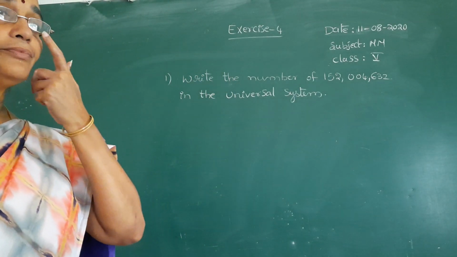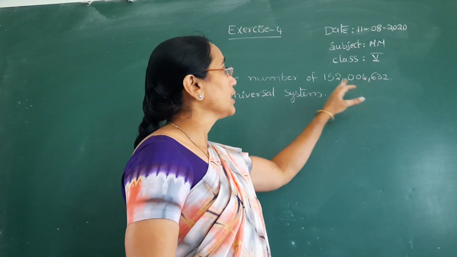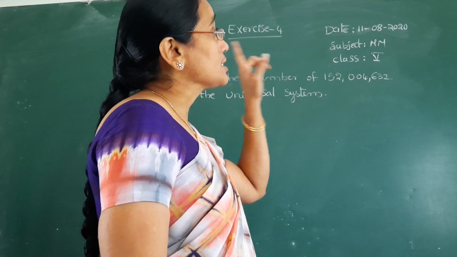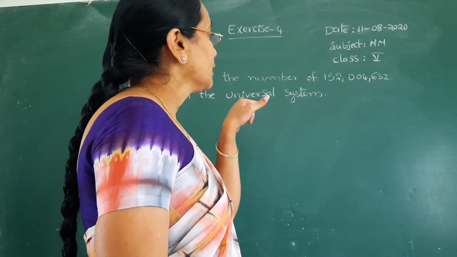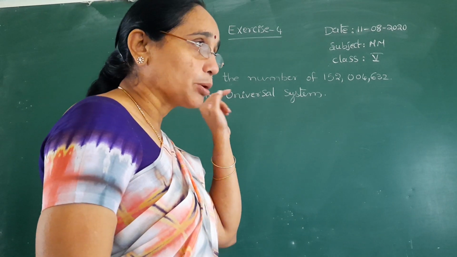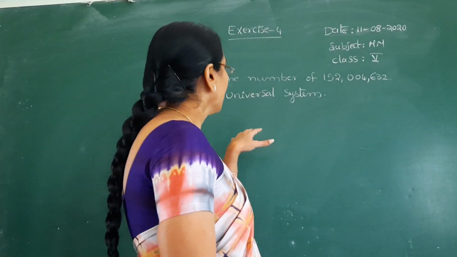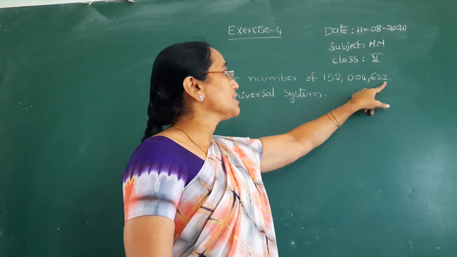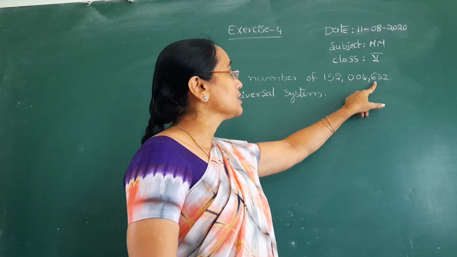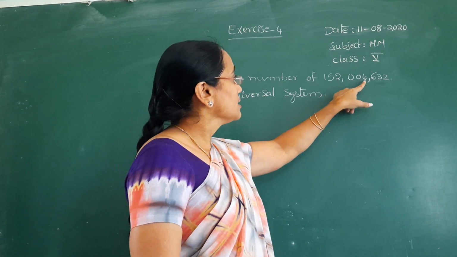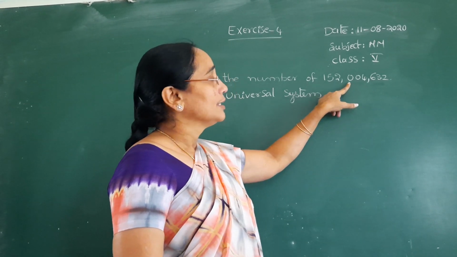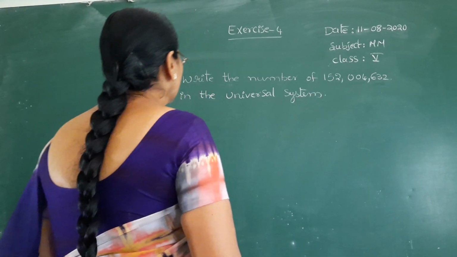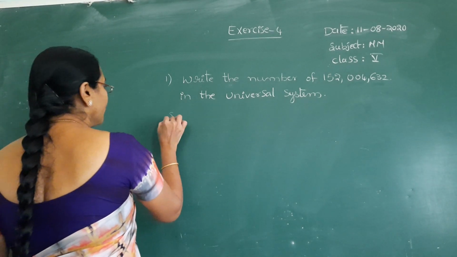In the Indian system, the first period consists of 3 digits and all the remaining periods consist of 2 digits. The first period is hundreds, the second period is thousands, the third period is lakhs, the fourth period is crores, like that. But in the universal system, each period consists of 3 digits. Observe here, this is the hundreds period consisting of 3 digits, this is the thousands period, and this is the millions period. Okay? See, write down the number name.